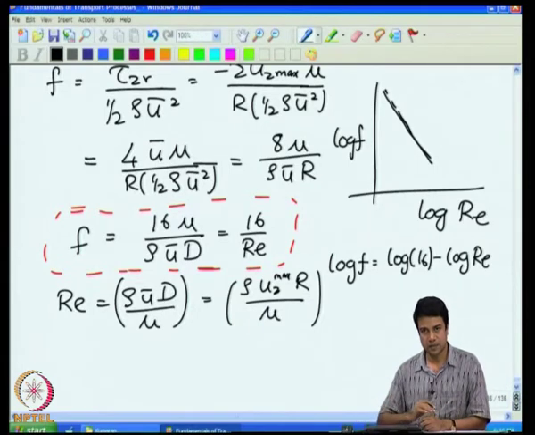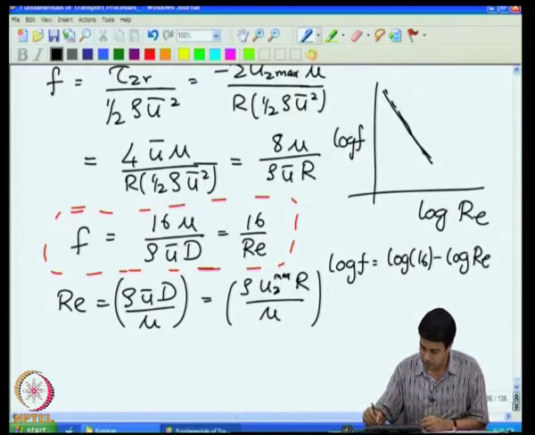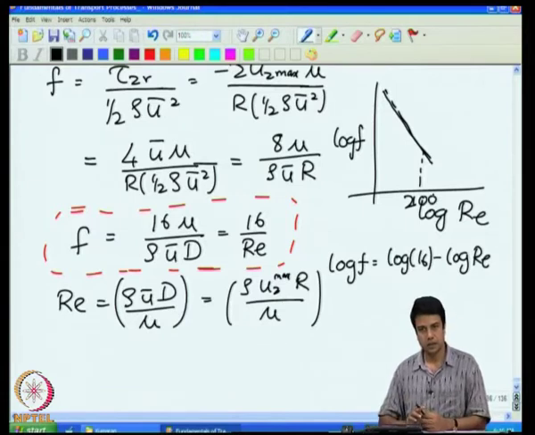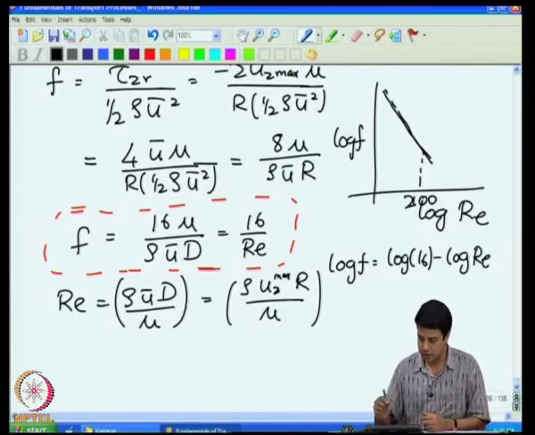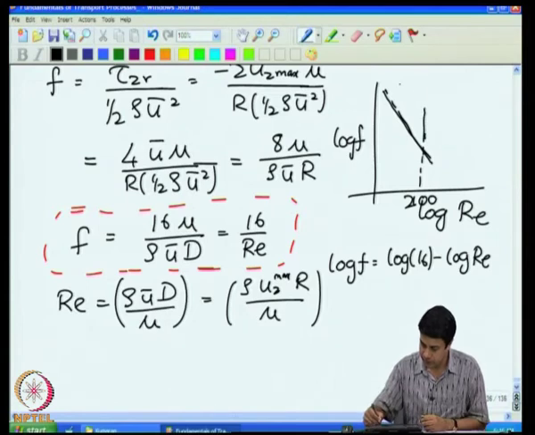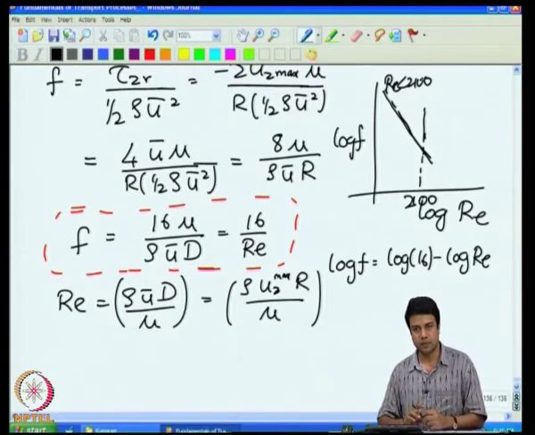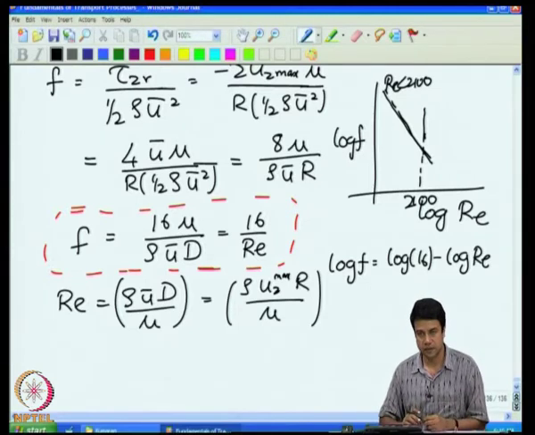However, this parabolic velocity profile that we calculated is valid only up to a Reynolds number of about 2100. Only for low Reynolds numbers, with Re less than 2100, is this friction factor valid for flow through a pipe. At a Reynolds number of 2100, there is a transition from a laminar flow to a more complicated flow profile called a turbulent flow.